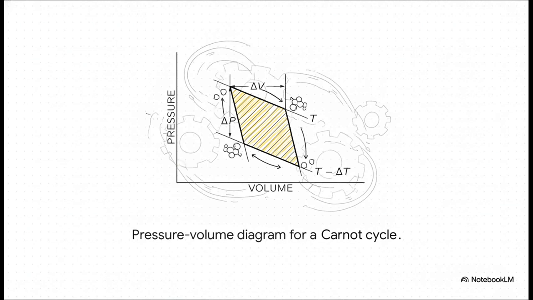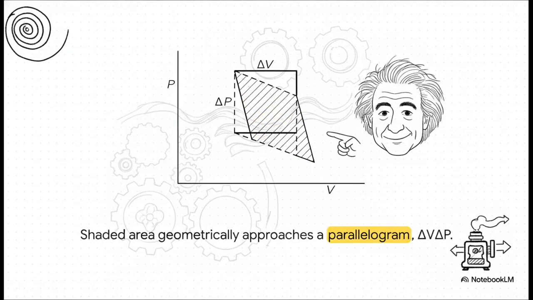As a gas expands and compresses to trace out this shape, the total net work done by that gas is represented exactly by the shaded area right there inside the cycle. Now here's where it gets really cool. If we make the changes in temperature and heat infinitesimally small, we completely avoid messy calculus. Richard Feynman brilliantly simplifies this by pointing out that the shaded shape basically just becomes a simple parallelogram. And geometrically speaking, the area of that parallelogram is just the change in volume, delta V, multiplied by the change in pressure, delta P. It's really that simple.